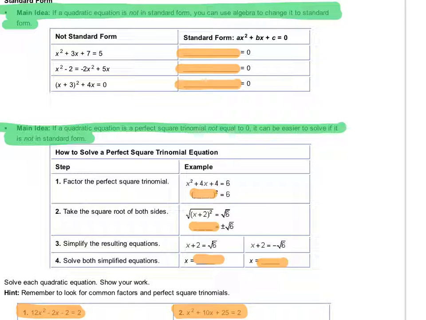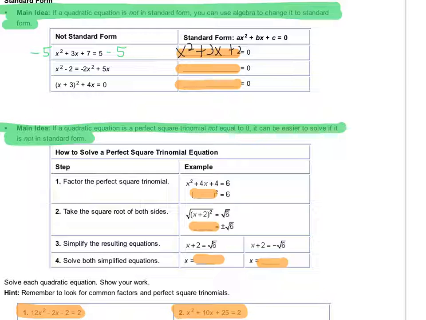Okay, so the main idea is that if a quadratic equation is not in standard form, you can use algebra to change it into standard form. The first one you have not in standard form is x squared plus 3x plus 7 equals 5. You subtract 5 on both sides. What you do to one side, make sure you do to the other side. And so you'll end up with x squared plus 3x plus 2, because 7 minus 5 is 2.